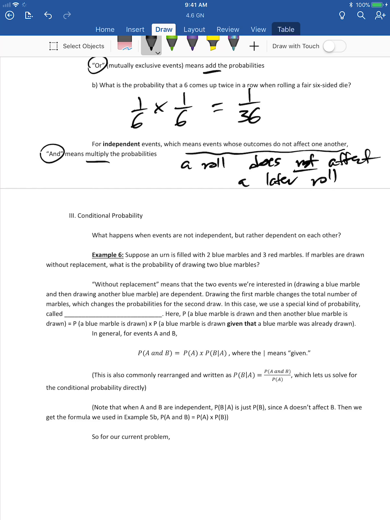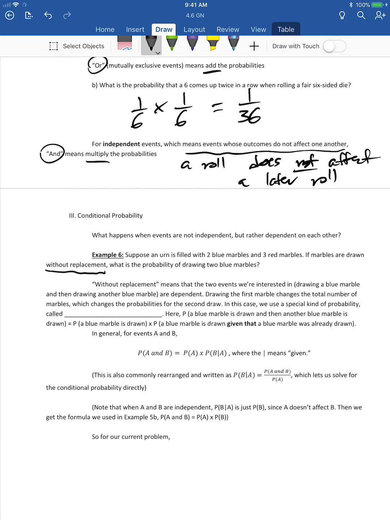Suppose an urn is filled with 2 blue marbles and 3 red marbles. If marbles are drawn without replacement, what is the probability of drawing 2 blue marbles? Without replacement means that I'm drawing a marble and I'm not putting it back. I'm just keeping that one out and then I'm drawing another one. That means I'm changing the situation. I've drawn a marble, so I've changed the total number of marbles in my urn.